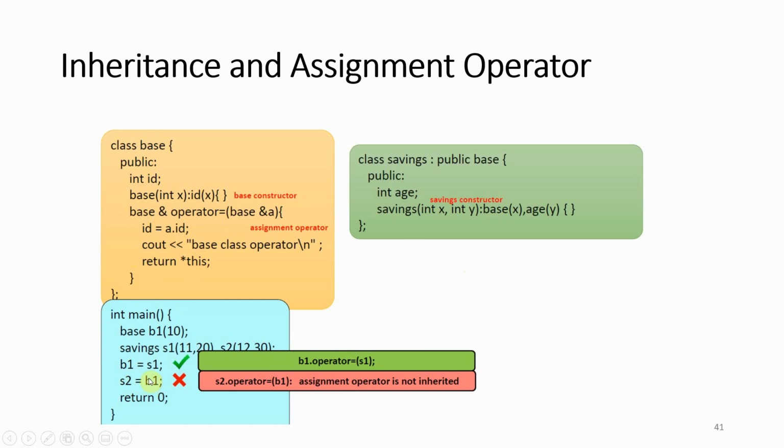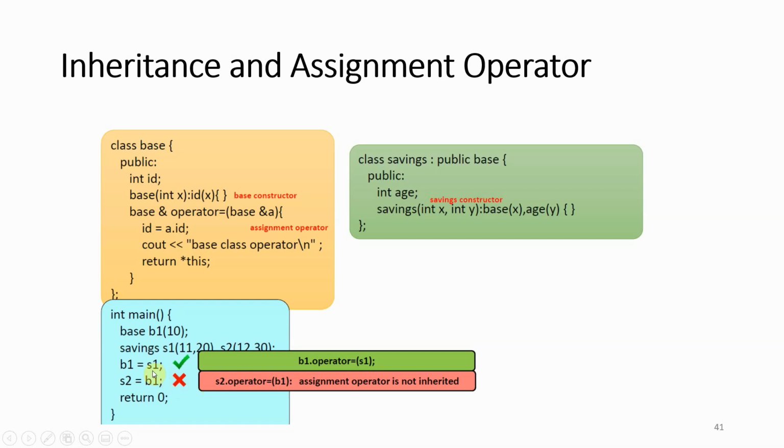However, for the second operation, does B1 have everything that S2 needs? No, because B1 only has the ID, it doesn't have age. This is not possible, right? So you can think of this as the assignment operator not being inherited. And this object of class savings doesn't have an assignment operator to call. So this is not a valid operation.